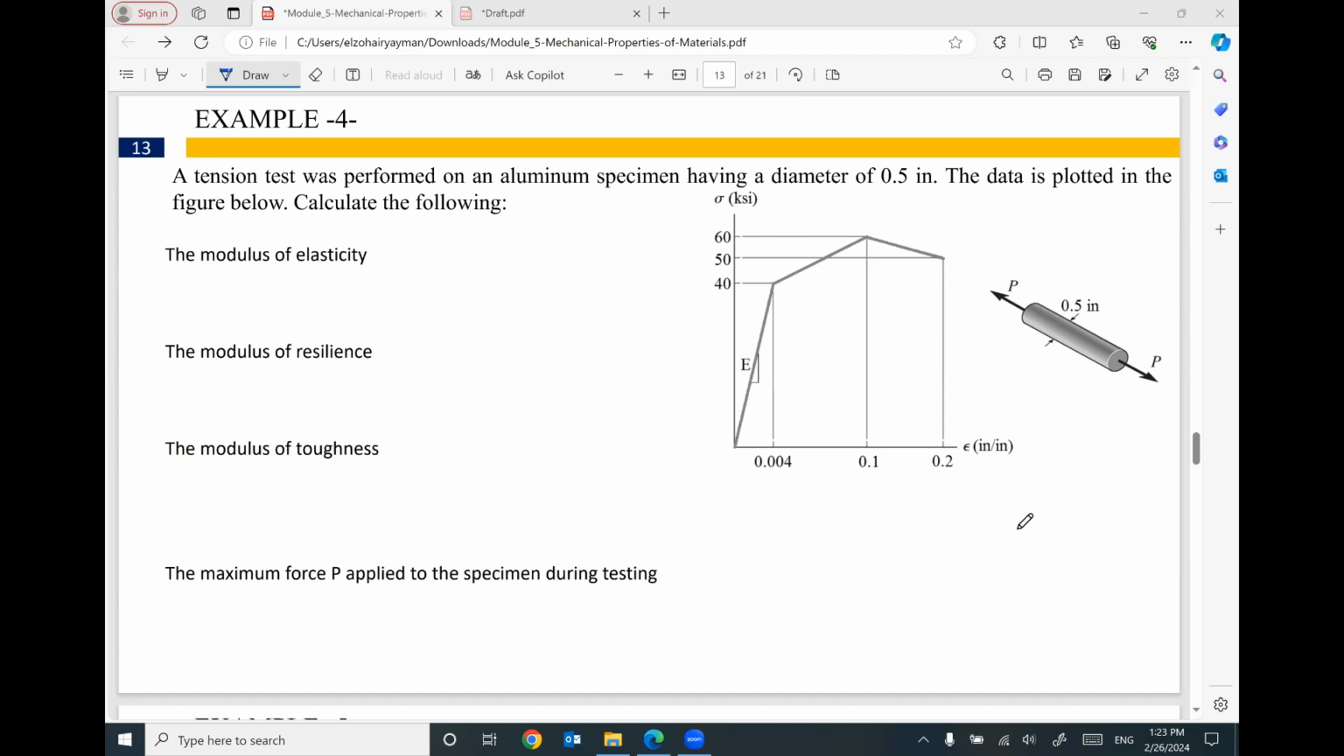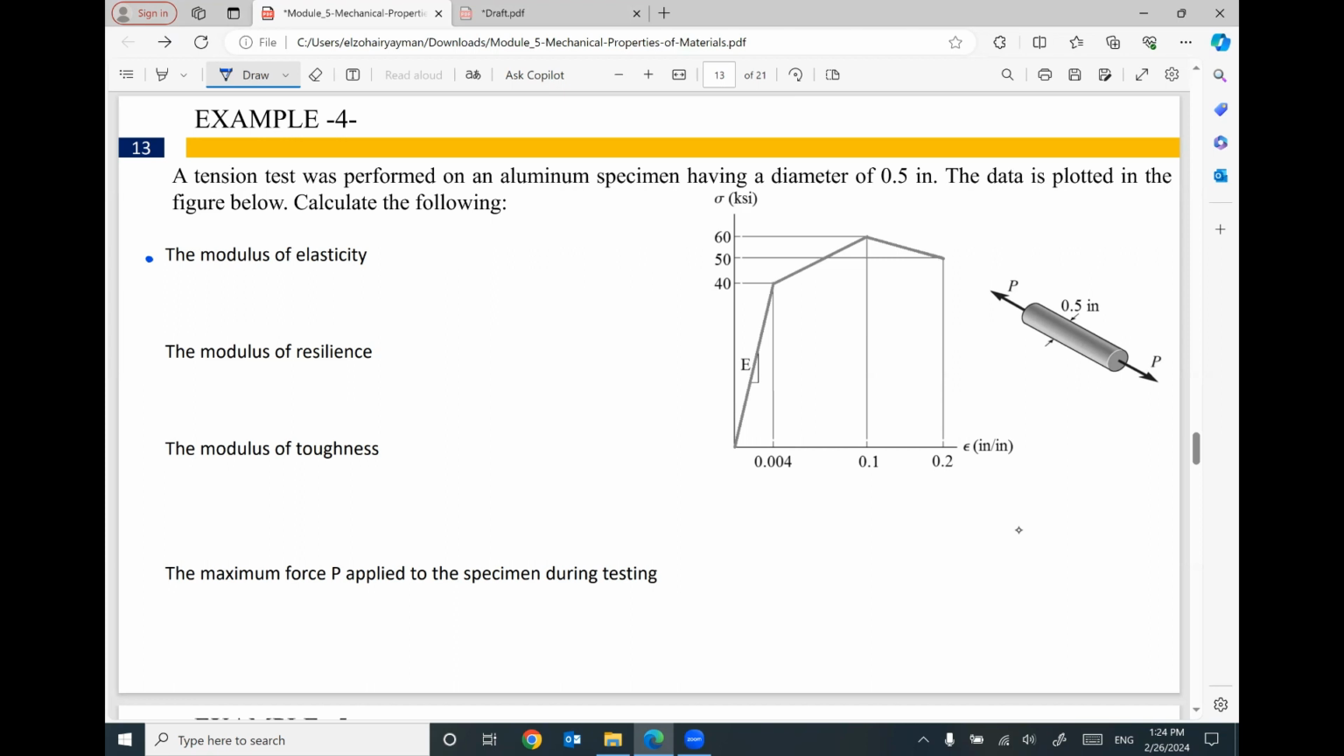In this example, we have a tension test that was performed on an aluminum specimen having a diameter of 0.5 inch. The data is plotted in the figure below. We are looking to figure out these values. What is the modulus of elasticity?